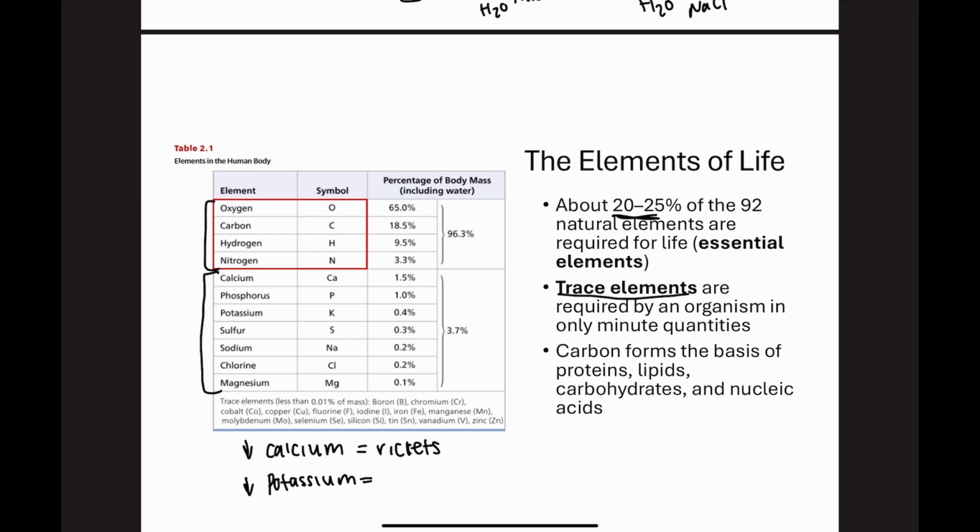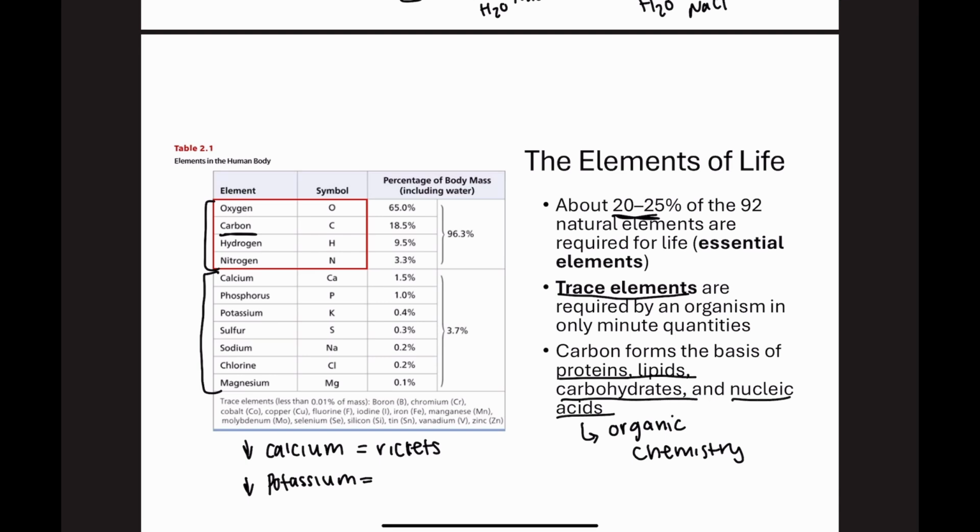So I wanted to highlight a very particular essential element, and that element is carbon. Carbon is so important to life that there is an entire field of study dedicated only to carbon, and that is organic chemistry. And the reason that carbon is so important is because it is the backbone of the complex molecules that make up our lives, like proteins, lipids, carbs, and nucleic acids.